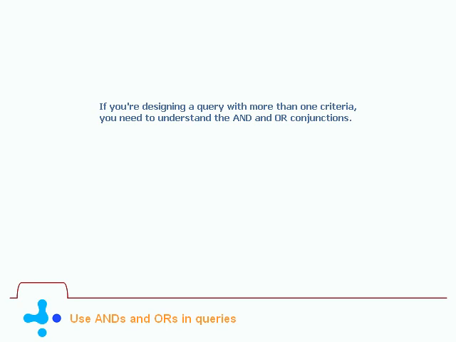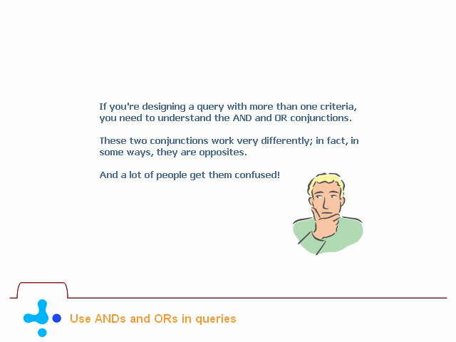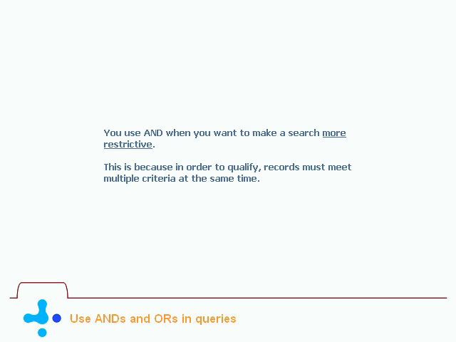If you're designing a query with more than one criteria, you need to understand the and or conjunctions. These two conjunctions work very differently. In fact, in some ways, they're opposites. And a lot of people get them confused. You use and when you want to make a search more restrictive. This is because in order to qualify, records must meet multiple criteria at the same time.